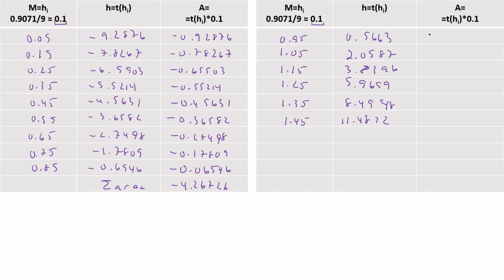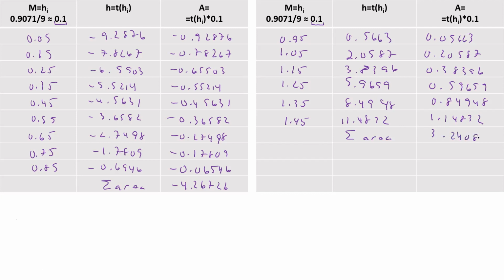So if we do that, we're just moving decimal places. So 0.05663, 0.20587, 0.38396, 0.59659, 0.84948, and 1.14832. And again, we're going to take the sum of the areas, we add all those together, and we get 3.24085. All right, so what does that tell us?